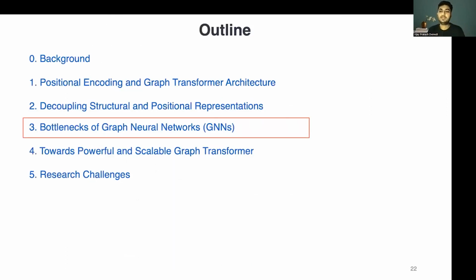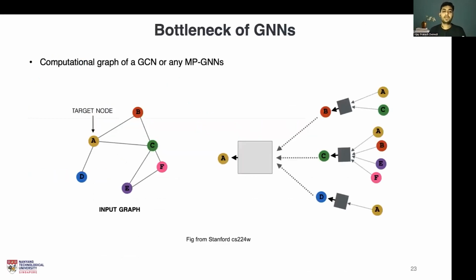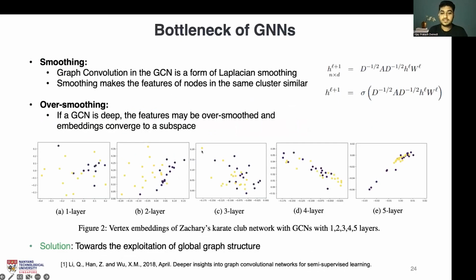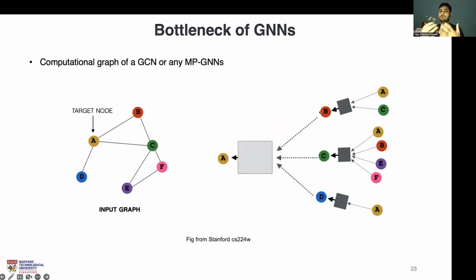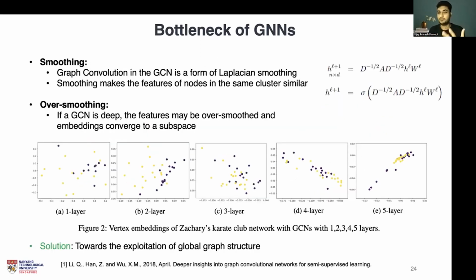Now we move ahead and study some of the bottlenecks of graph neural networks, which will further guide us towards improvements of transformer architectures, which have led to state-of-the-art results in recent times. When we consider a computational graph of a graph neural network in the message passing framework, it looks something like this. A target node aggregates features from its one-hop neighbors, and they further aggregate information from their one-hop neighbors. So what happens because of this kind of computational graph? There can be two bottlenecks: one is over smoothing, and the second is over squashing.